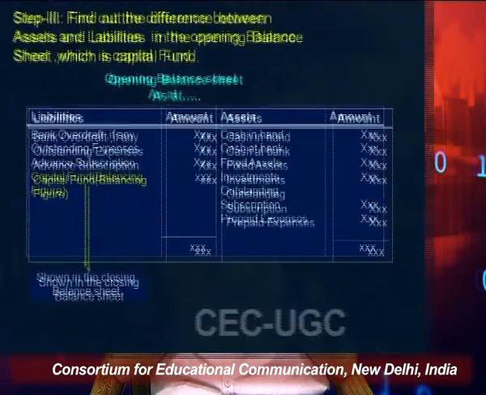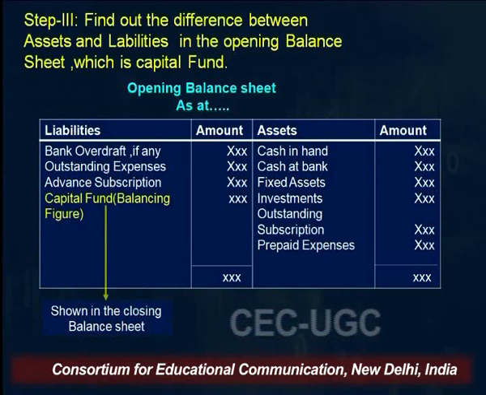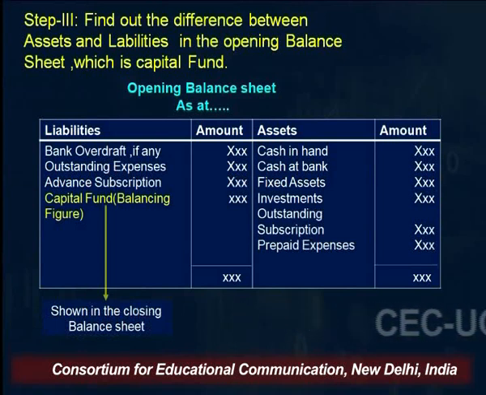The third step is to find out the difference between assets and liabilities in the opening balance sheet, which is known as the capital fund. The third step is to find out the capital fund, and this capital fund will be transferred to the closing balance sheet.